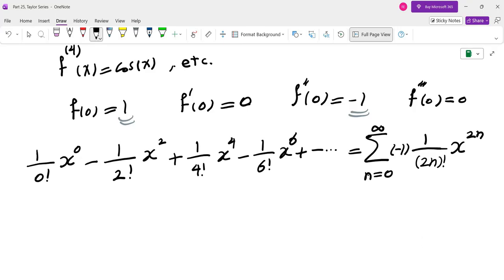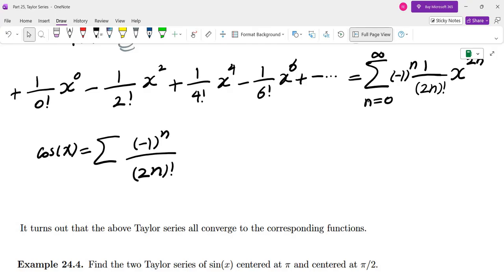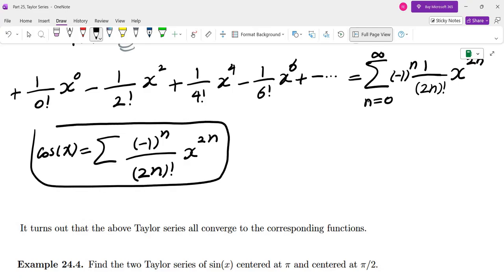And the coefficients are negative 1 to the power of n. So the signs are negative 1 to the power of n. If n is 0, it's positive. If n is 1, we get negative 1 to the power of 1, which is a negative sign. So the formula for cosine of x is the sum of negative 1 to the power of n over 2n factorial x to the power of 2n. And this is also a very good formula for approximating cosine of x.